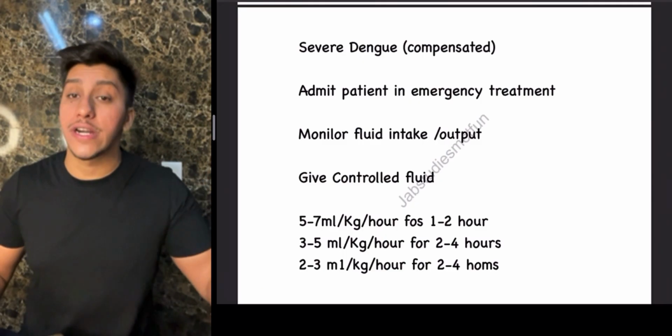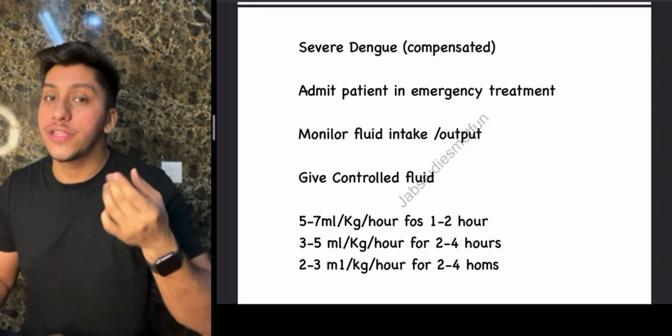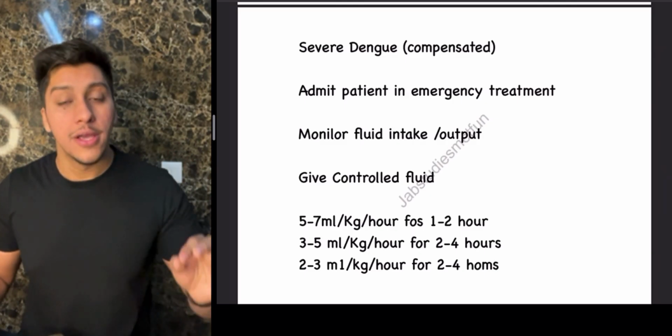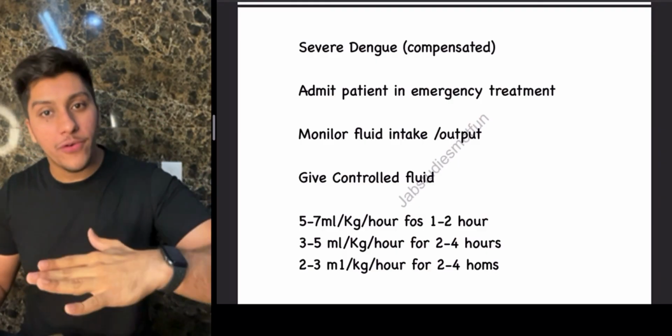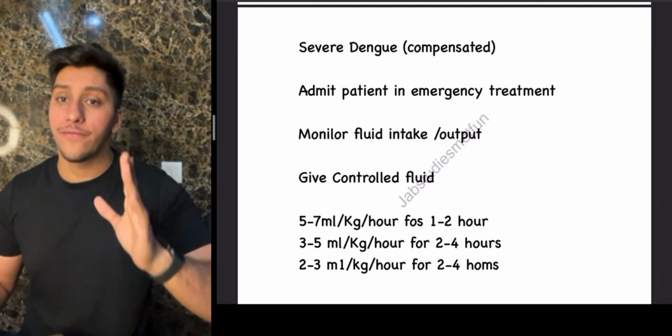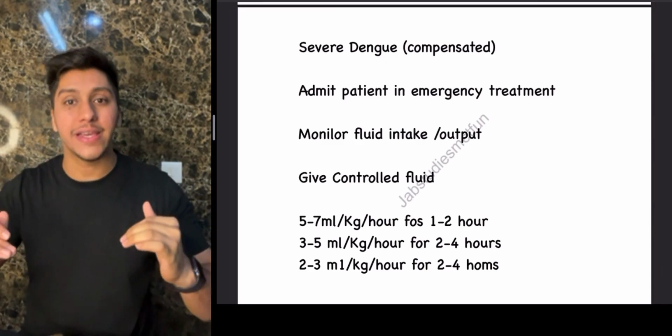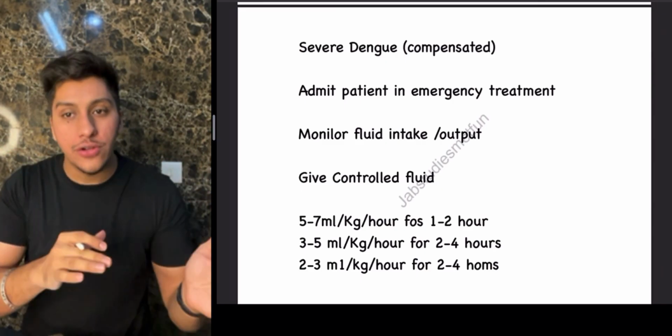Now also I have to start with IV fluids. First you will monitor the intake and output by using the Foley's, checking the urinary bag. Again, a controlled fluid, in a stepwise, step down manner. If the patient is not improving, then again increase the rate, 5 to 7, 3 to 5, 2 to 3.